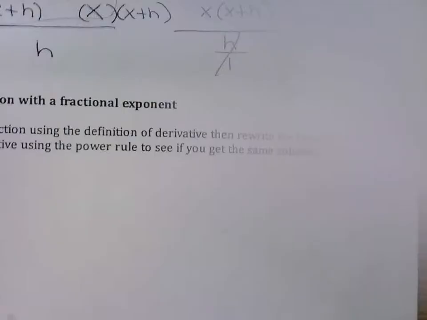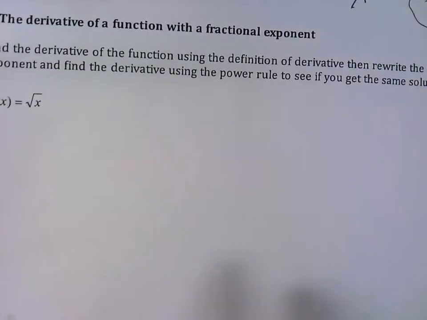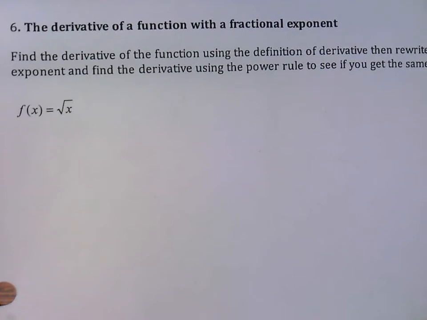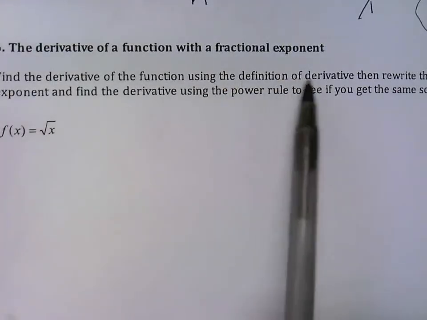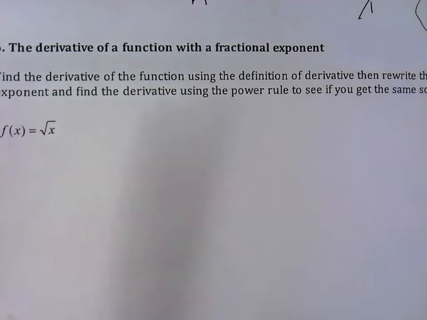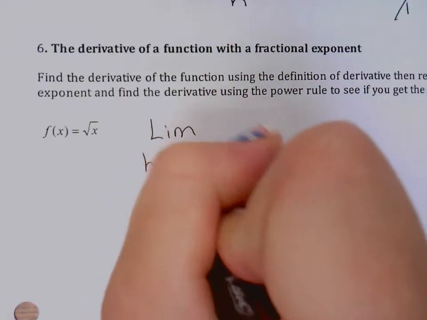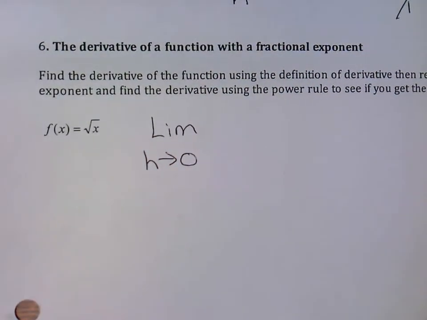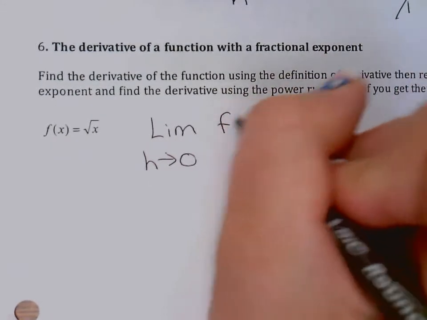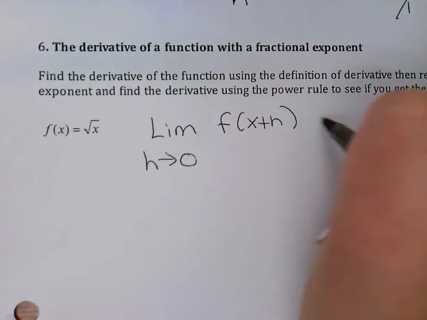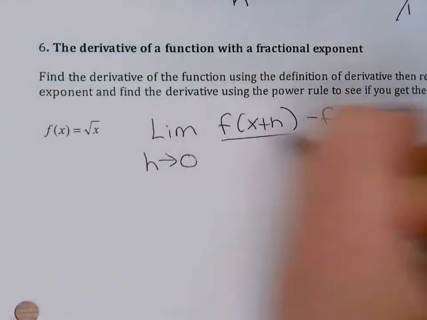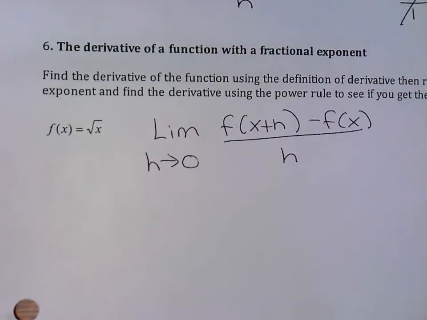So the last one I wanted to do was, let's do it with a radical and see what happens. It says find the derivative using the definition of derivative, then rewrite the function with an exponent to use the power rule. So let's do this one last time. Definition of derivative: I want f of x plus h minus f of x all over h as h approaches 0.